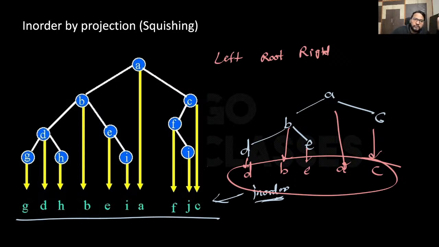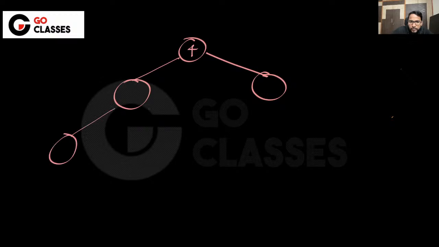Is this okay to everyone that we can find the inorder by just pushing all the nodes to the ground and then you can find the inorder? Okay, so let me ask you, suppose you want to find out the inorder of this, and let's suppose this is the binary search tree that you are having, and you want to find out the inorder of this.